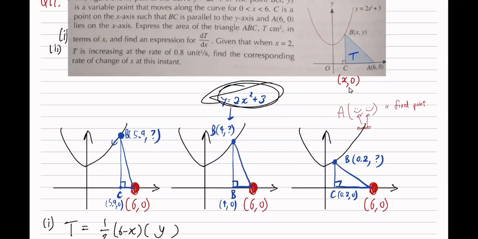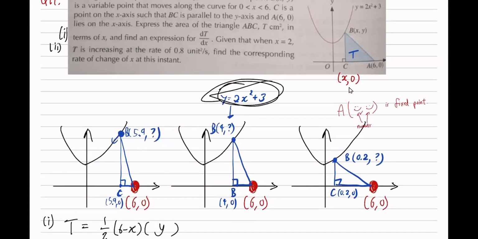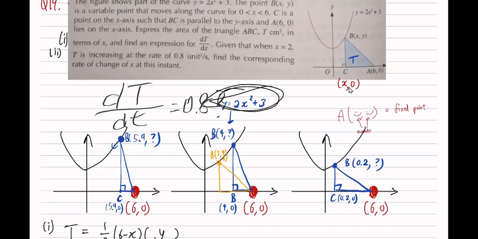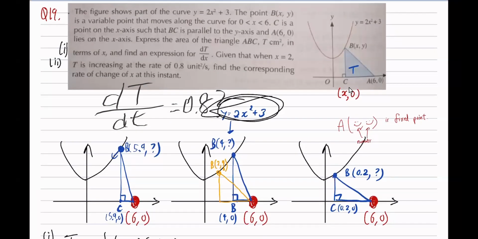Part 2 is done. Now is rate of change. Given that when x equals 2, T is increasing at a rate of 0.8 units squared per second, find the corresponding rate of change of x at this instant. What this means is maybe the triangle is somewhere here when x equals 2. This is the triangle. Then it is increasing. What's going on with the x? I think x is increasing. I think it's moving from left to right. Does it make sense?